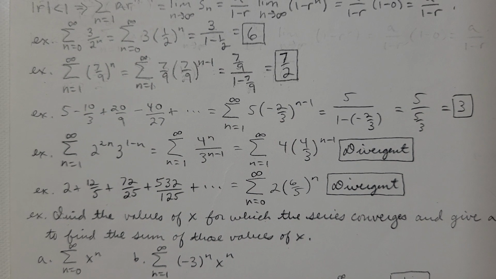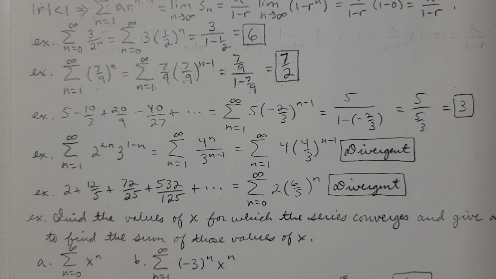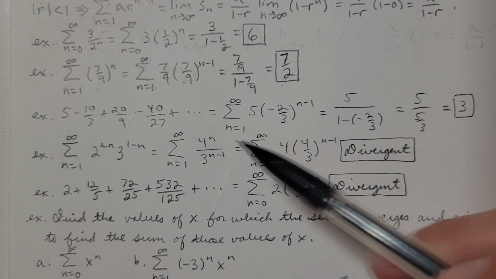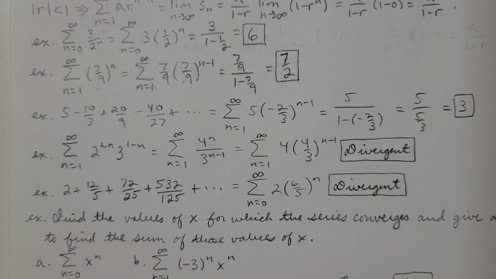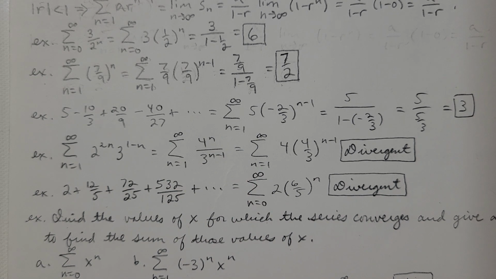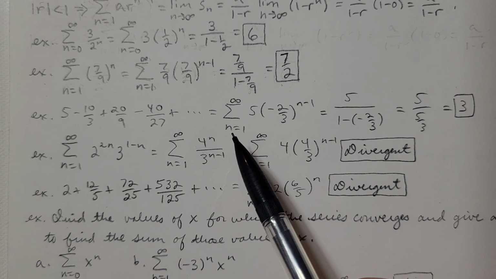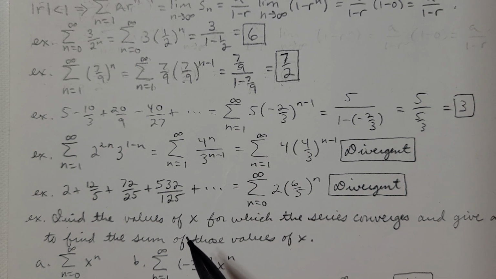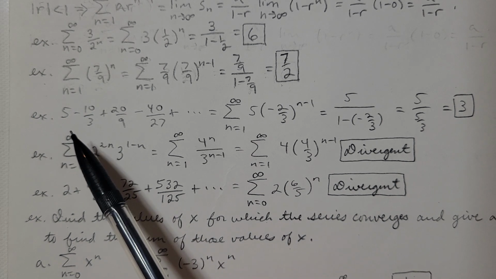Here's another one. Sometimes you'll have a series, and they're not using summation notation. Like in this example, what if we have 5 minus 10/3 plus 20/9 minus 40/27 plus etc.? What would be the total if I add up all infinitely many of these terms? Well, using series notation, I'm going to have the summation as n equals 1 to infinity of a times r to the n minus 1. So a would be 5.